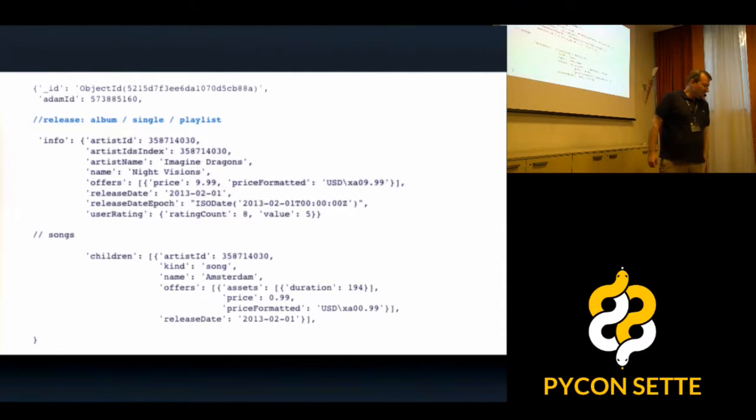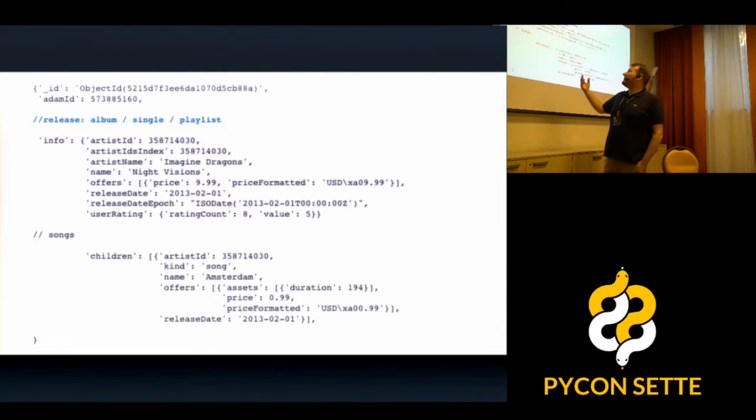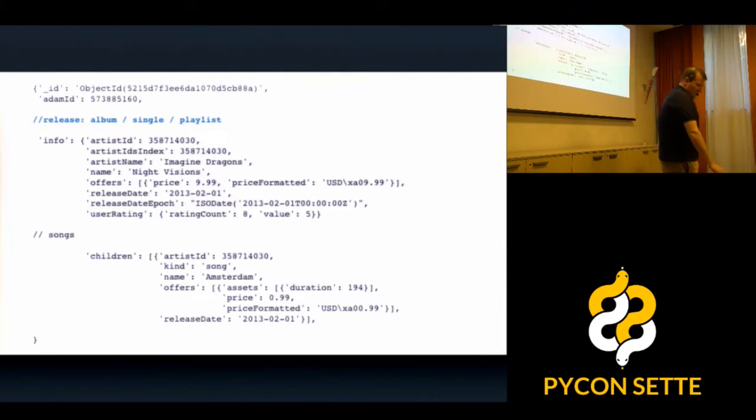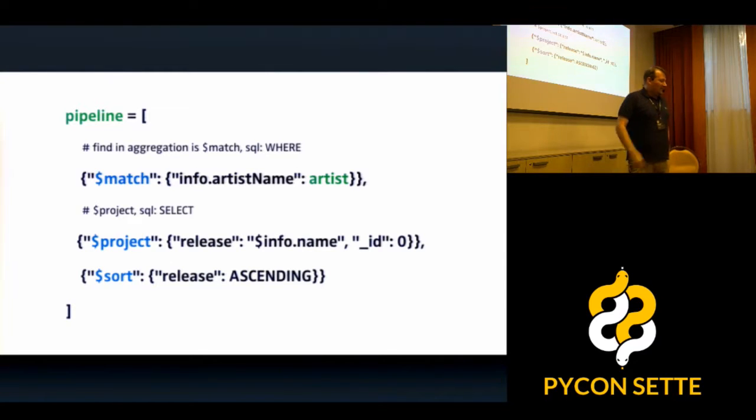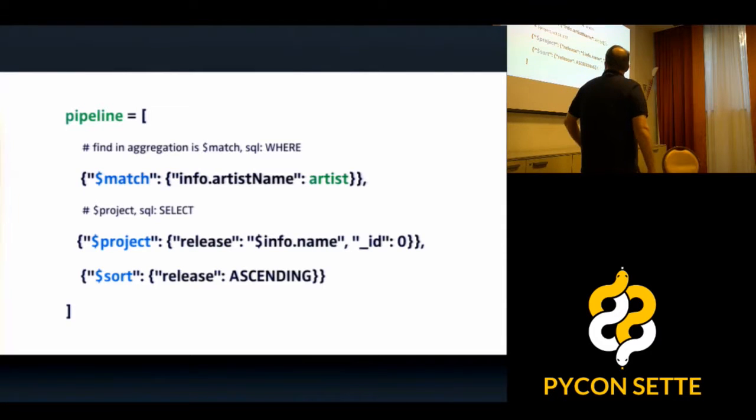So let's start with a simple example. This is again the simplified version of the document we were working with. So we have on top release information about the release: album name, artist, when it was released, and chosen songs. And let's build our first simple pipeline. We're going to store our pipeline in a simple list. And in this list, we pass objects, and they always start with one of these aggregation operators.